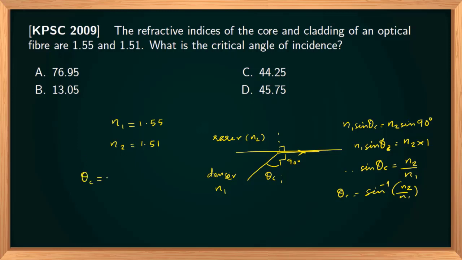In this case, theta c will be equal to sine inverse of 1.51, the refractive index of the rarer medium, divided by 1.55, the refractive index of the denser medium. The answer is 76.95. Okay, so it is calculated. The critical angle theta c is calculated using the formula sine inverse of the refractive index of the rarer medium divided by the refractive index of the denser medium.